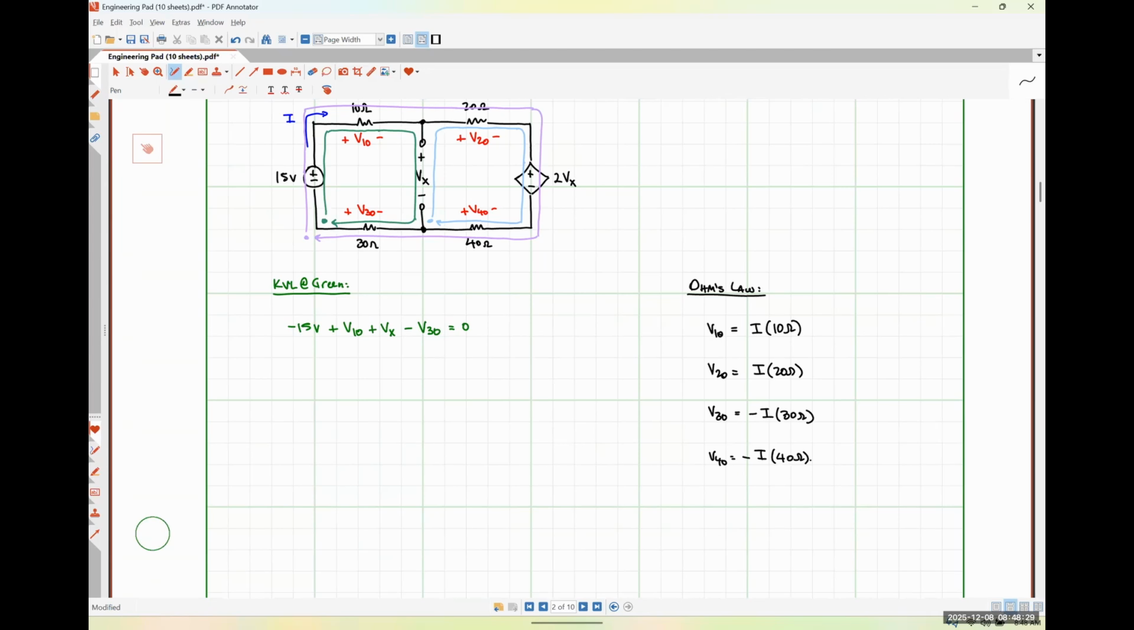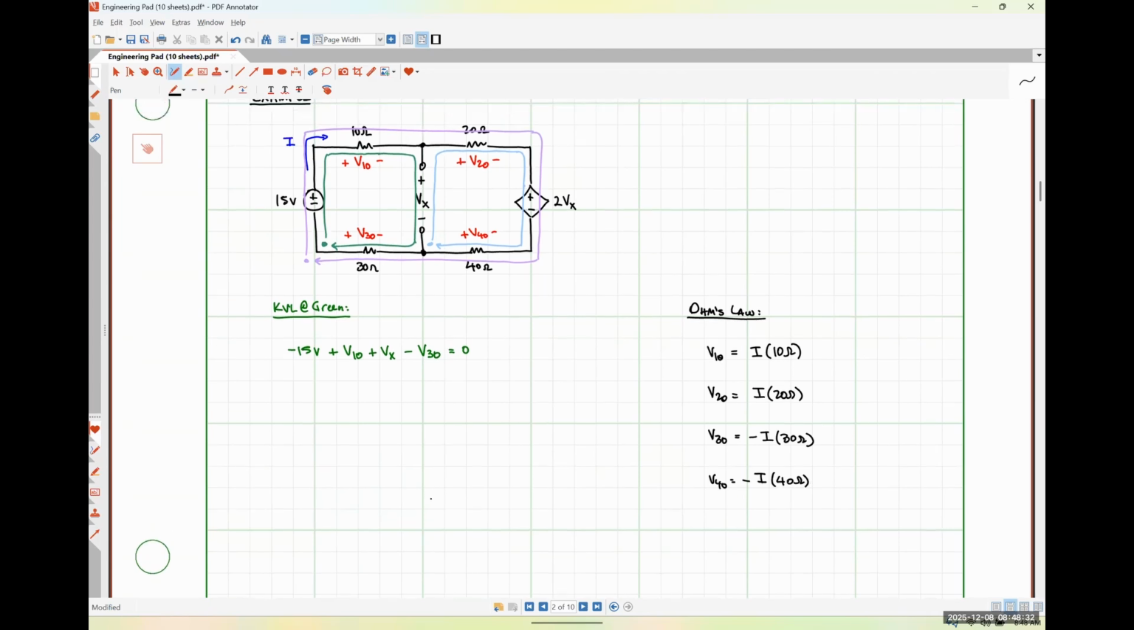I defined that current I, which I don't know what direction it actually has, nor do I care. But I defined it as if it's flowing in a clockwise fashion, which means it's flowing into the positive polarity terminal of the 10 ohm resistor, into the positive polarity terminal of the 20, into the negative of the 40, and into the negative of the 30. So I need to make sure that my Ohm's law has a negative sign there, okay?